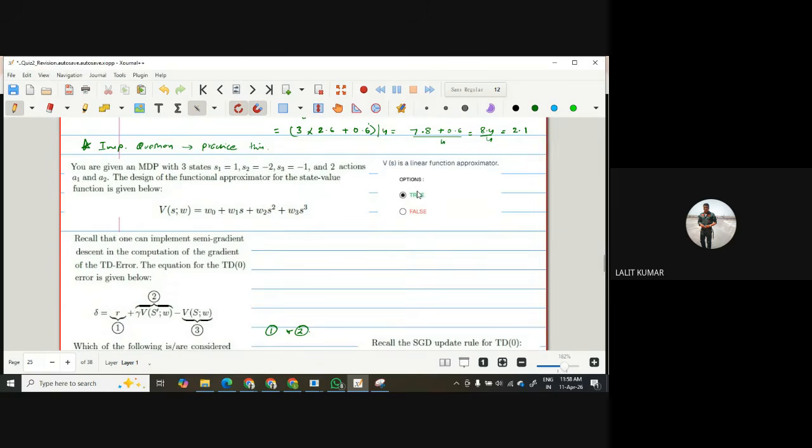So first they're asking, V(s) is a linear function approximator. So is this a linear function approximator? We know from our ML experience that yes, it is a linear approximator.